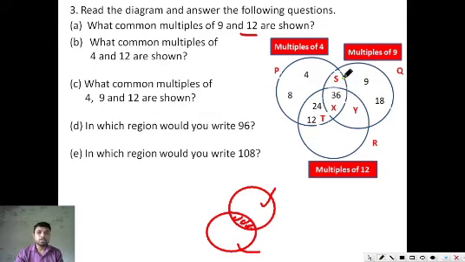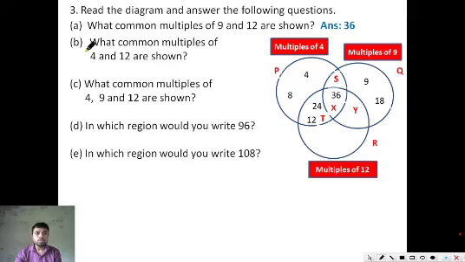So in this diagram, what region? Look, this region. In this region all the numbers are common multiples of 9 and 12. Is it clear? So what is the number here? 36. So our answer will be 36. Is it clear, my dear students? Now B. What common multiples of 4 and 12 are shown?